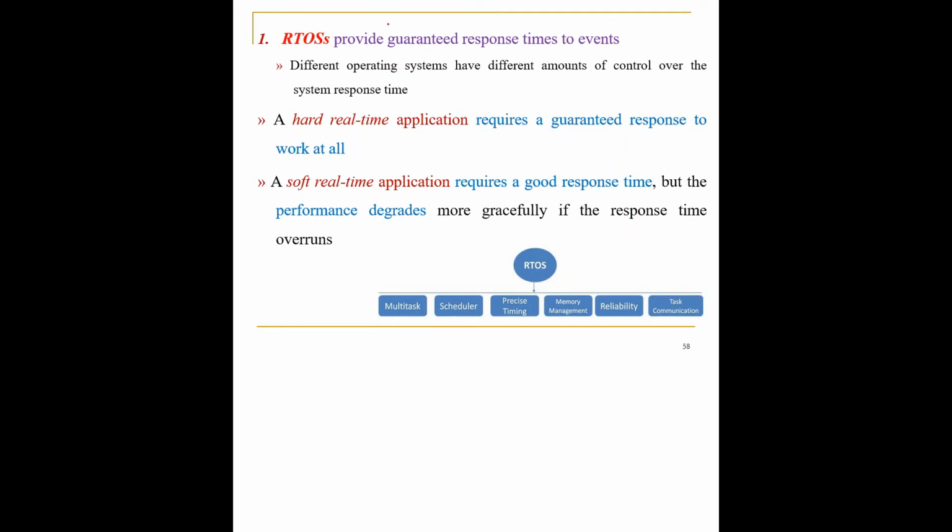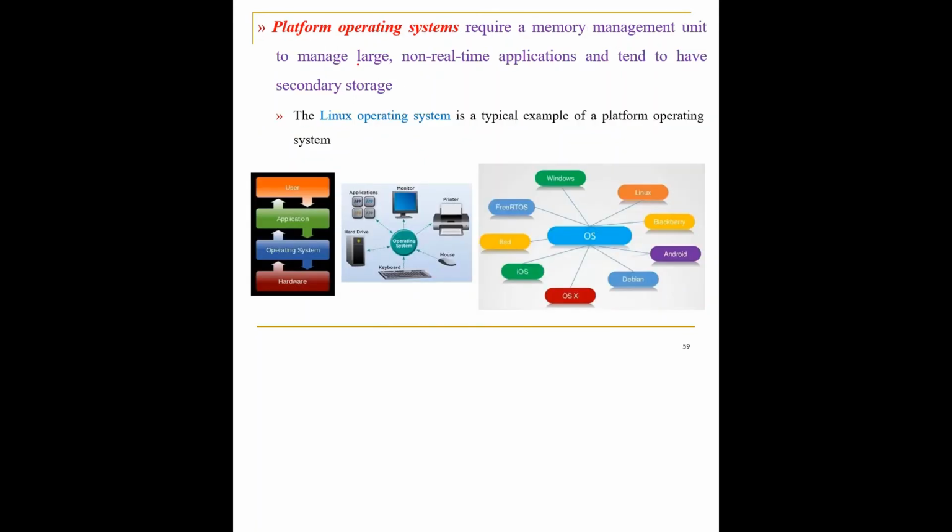So when I speak of a real-time operating system, I can say yes, this particular task is going to get completed in this particular time. You can guarantee the response time. Whereas when you go with the platform operating system, it basically requires a memory management unit to manage large non-real-time applications and tends to have secondary storage.